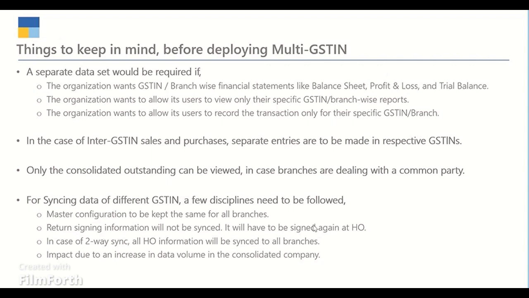And again, we have also some suggestions for syncing data. For the different GST number, master configuration to be kept same for all branches. Return signing information will not be synced. What is this return signing? We will see. And in case of two-way sync, all HO information will be synced to all branches. And impact due to an increase in the data volume in the consolidated company definitely will be there.